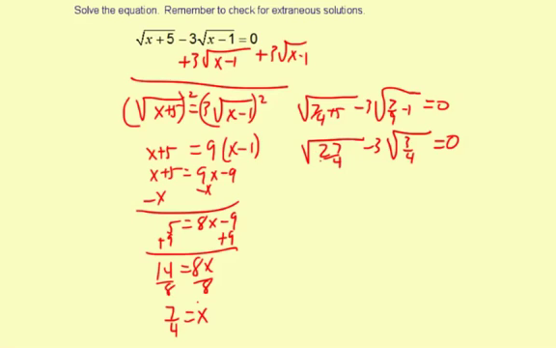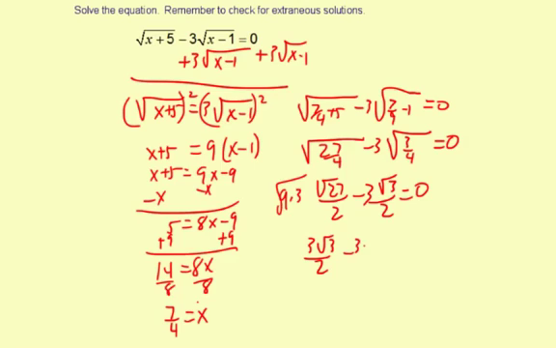So let's go ahead and distribute the radical here. Radical 27 over radical 4, which is 2, then minus 3 times radical 3 over radical 4, which is 2 again, equals 0. Now radical 27, that's the same thing as 9 times 3 in the radical, so we can take out a 3. It's going to be 3 radical 3 over 2 minus 3 radical 3 over 2 equals 0. Hey, that's true. So we know that x equals 7/4 is an answer.